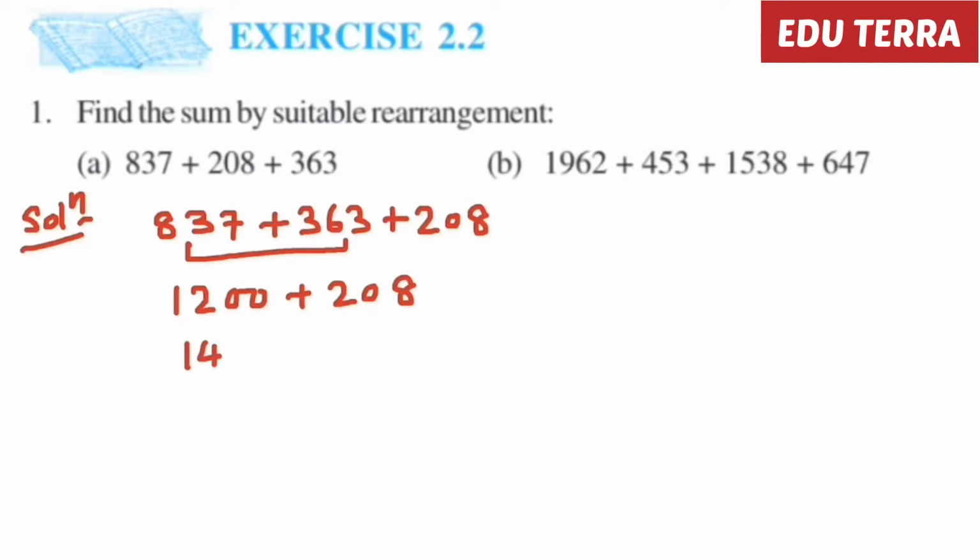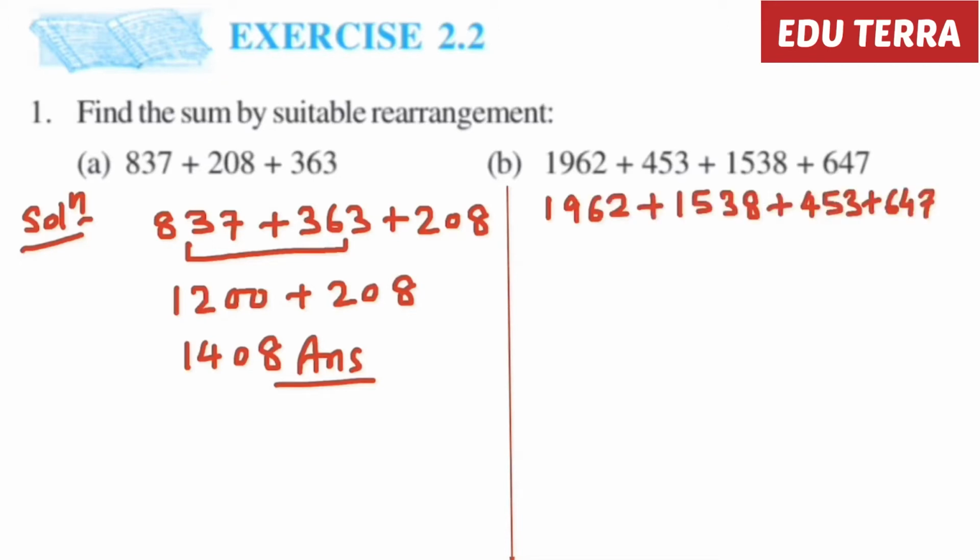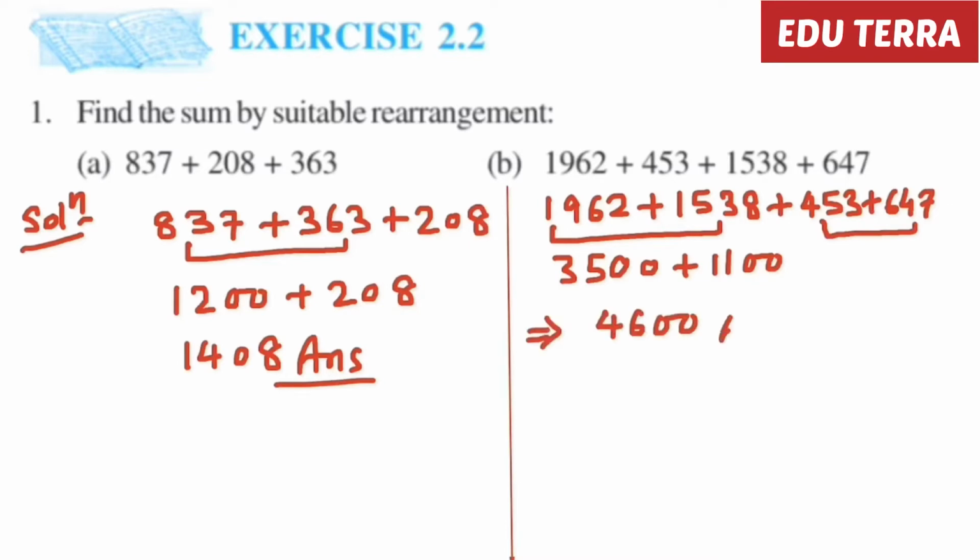So 1408 is the answer. Part B, same thing. What can we do? See, at the unit place 2 plus 8 is 10, 0, it means we will do, now you can add and get the answer. So sum of these two and sum of these two. So here we are getting 3500 plus 1100, it is our answer.